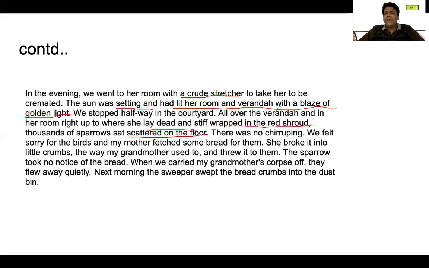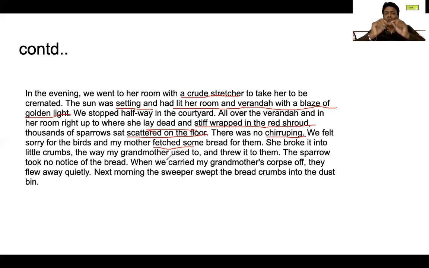There was no chirping. None of the sparrows was making any kind of noise. We felt sorry for the birds. And the writer's mother brought some bread for them. So the writer's mother thought to give some food to these birds, and she broke it into little crumbs.